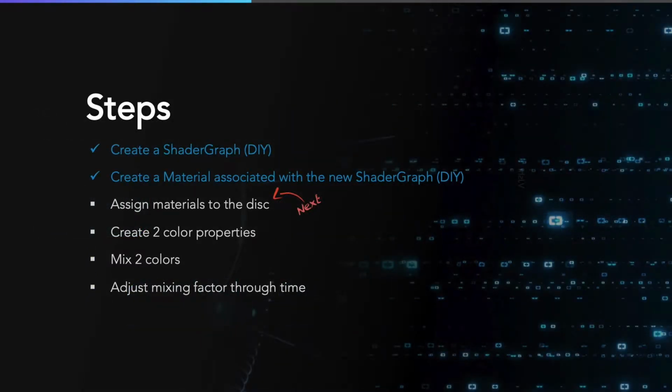These are the steps needed to achieve the result we want. Firstly, we will create a new shader graph, and then we will create a material associated with the new shader graph. And these first two steps should be done by yourself. The next step is assigning the material to the disk. After that, we will create two color properties to mix them together. And finally, we will adjust the mixing factor over time.